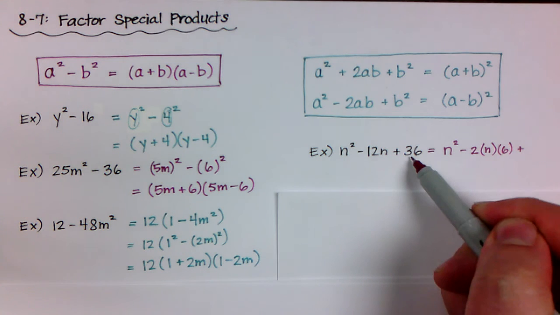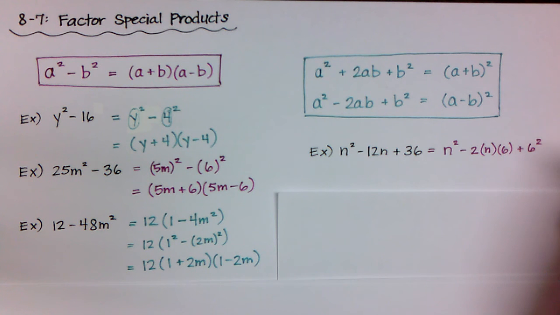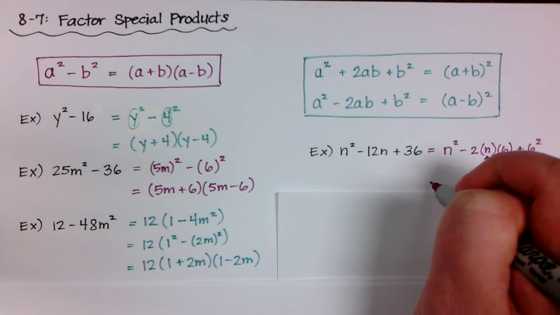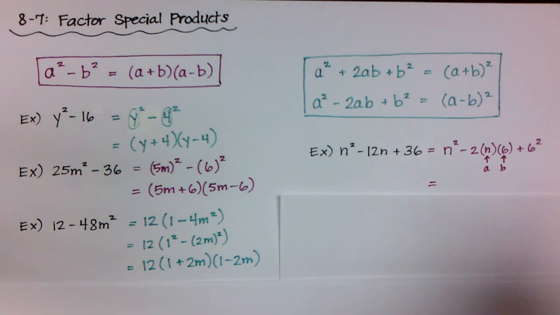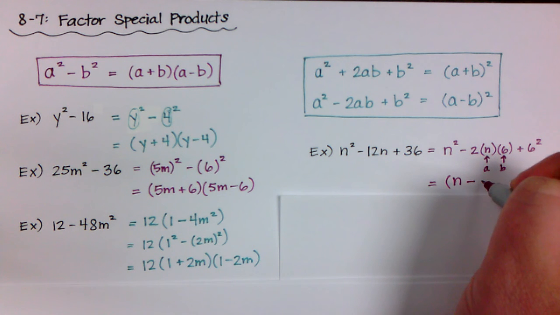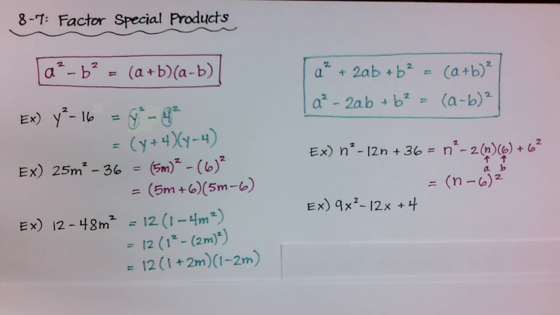Plus, does this match with the 36? Would that be 6 squared? Yes, it is. So I have my first term right here, and my second term. This would be the a and this is the b. So all I have to do is rewrite it as, in parentheses, (n minus 6) and square that whole thing. Pretty awesome, right? Easy factoring. So here's our next one. It says 9x squared minus 12x plus 4.